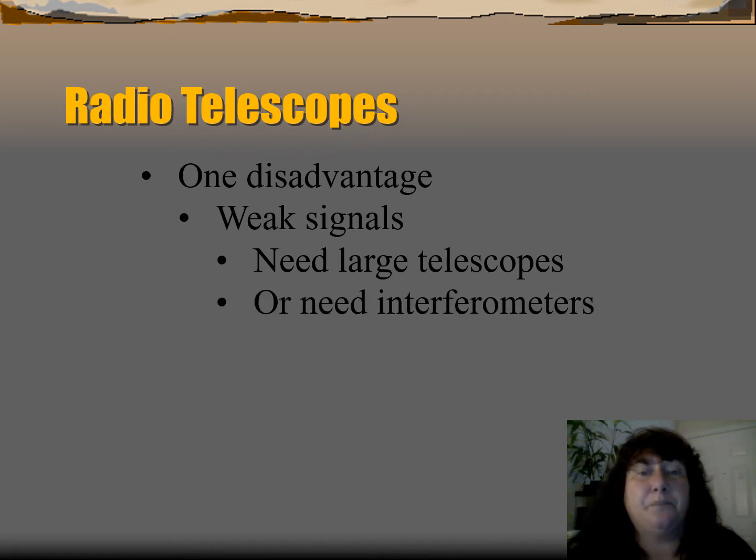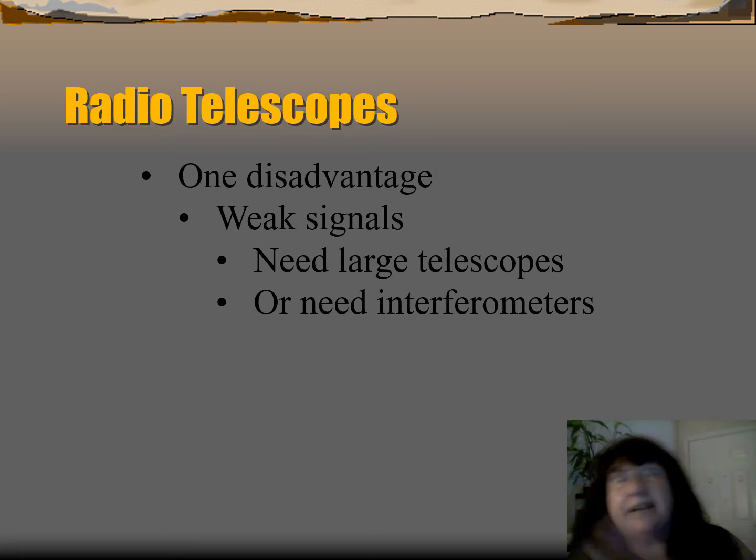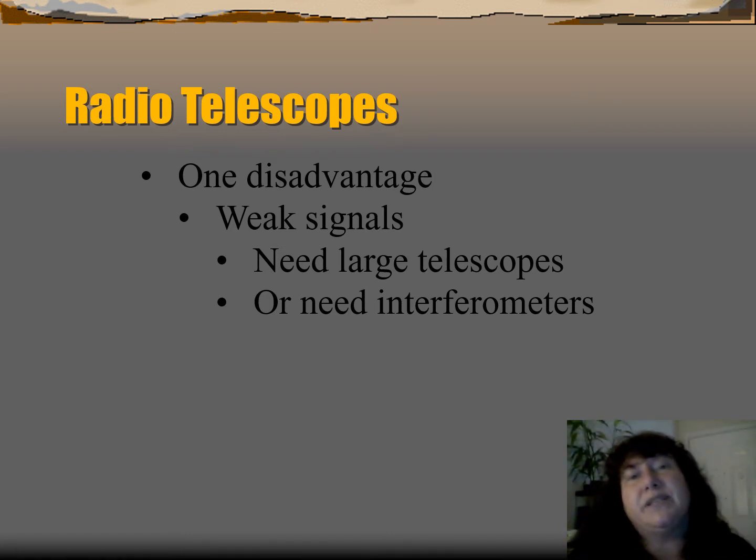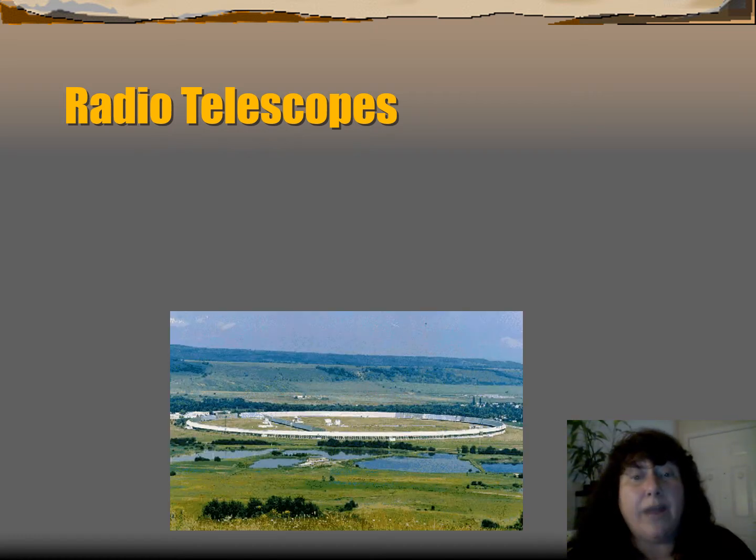fix this. We have developed what we call an interferometer. Just like with having 3 telescopes measuring one spot in space and adding the 3 together to give us an effective diameter, we can do the same thing with radio telescopes. We can have a whole bunch of them lined up at the same object, add them together, and that gives us a better signal.